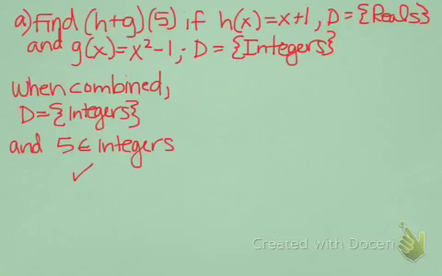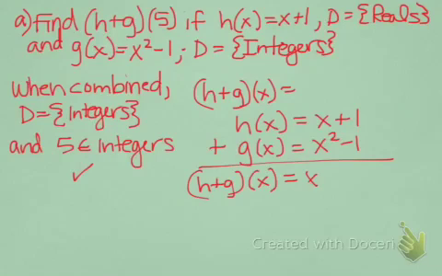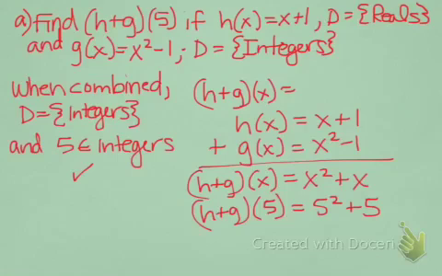So let's start with h plus g of x, and then we can plug 5 in after we do that. So h plus g of x is going to be h of x plus g of x. So we're going to add those two. So we get h plus g of x is equal to x squared plus x. So h plus g of 5 is going to be 5 squared plus 5, which is 30.